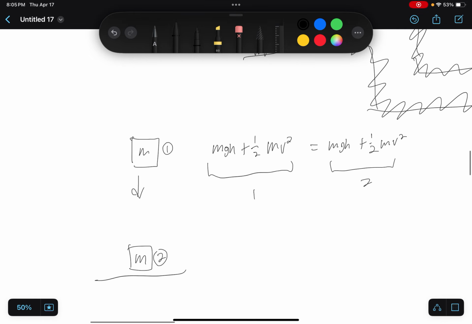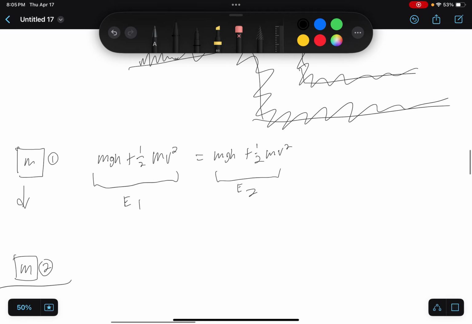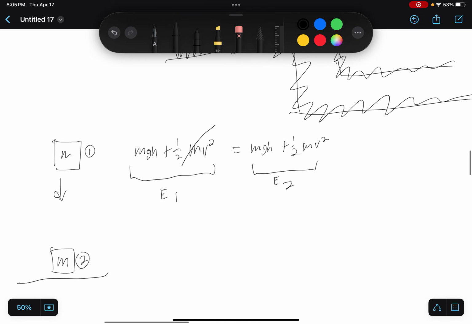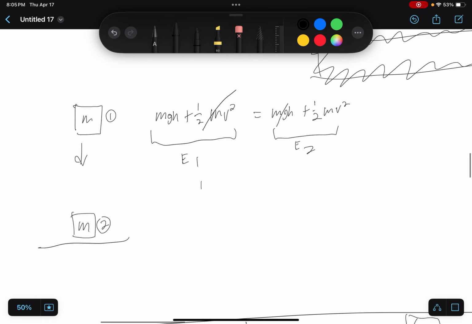This is literally just an energy balance. You're saying that the total amount of energy, this whole thing is energy, at state 1 equals energy at state 2. And at state 1, all of your energy is height. It's not moving. It has a velocity of 0. And at state 2, all of your energy is in velocity. It has a height of 0 because it hit the ground. So you end up with mgh equals 1/2 mv squared.